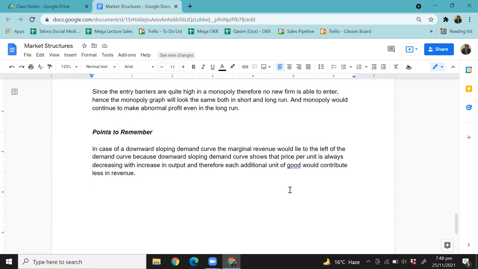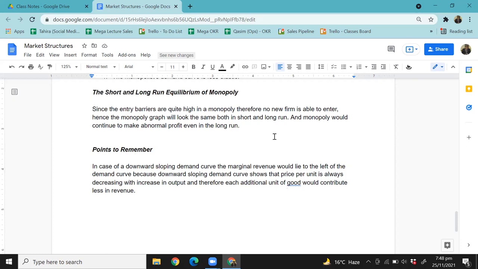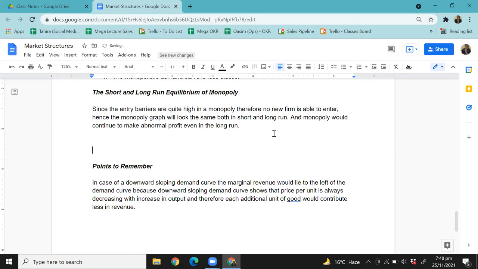So in markets where entry barriers are low, that is where the abnormal profit would come down to normal profit. Otherwise, it stays like that. Did you get me?